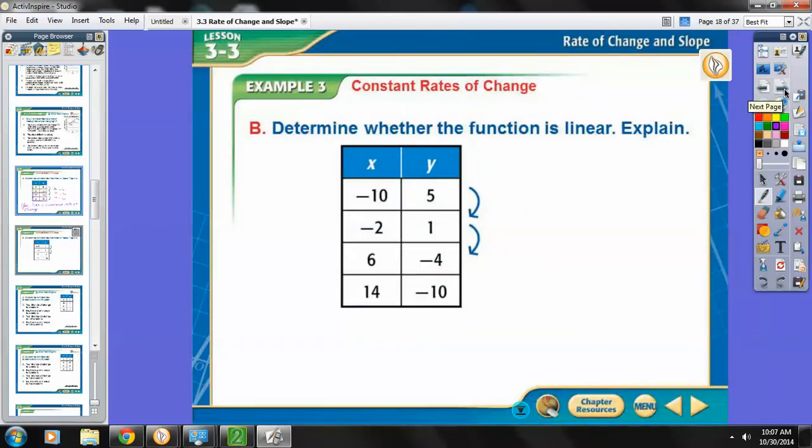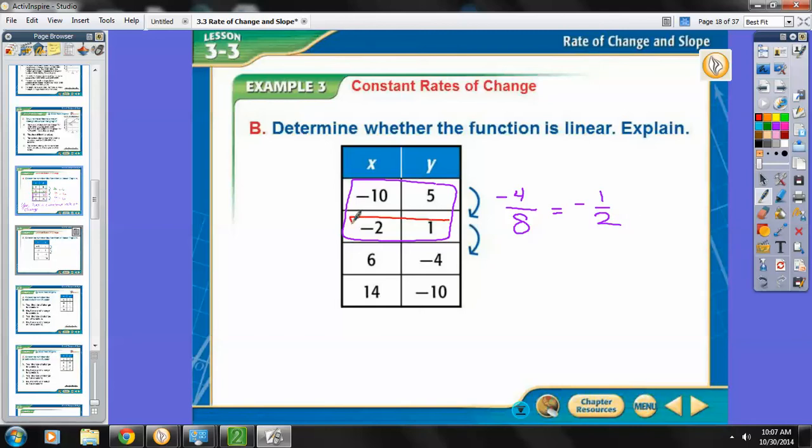Go to example B. This is not your B. It would be your 10. They want to determine if this is linear or not. So let's look at our first two ordered pairs and find the rate of change here. So I'm going to do 1 minus 5, negative 4, divided by negative 2 minus a negative 10. It's 8. And negative 4 divided by 8 is really negative 1/2.